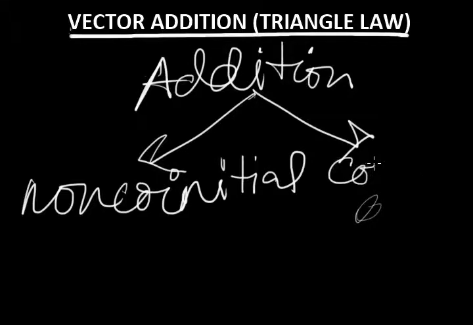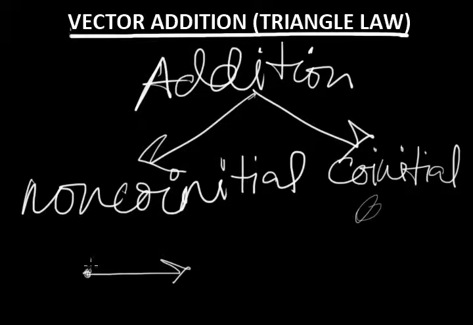Now, what we mean when we say that two vectors are coinitial or non-coinitial, let us come to that study first. These two vectors which have a common origin is what is called a coinitial vector, and these two vectors which do not have a common origin is called a non-coinitial vector. So now the first addition that we are coming into is the addition of non-coinitial vectors.